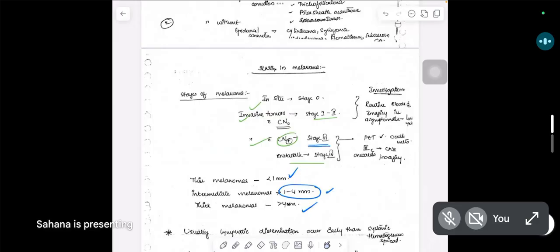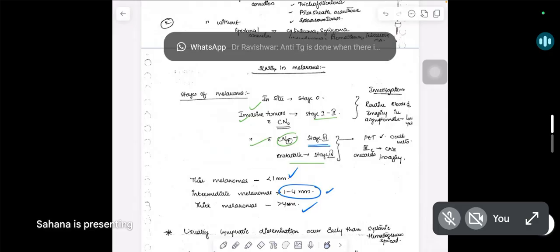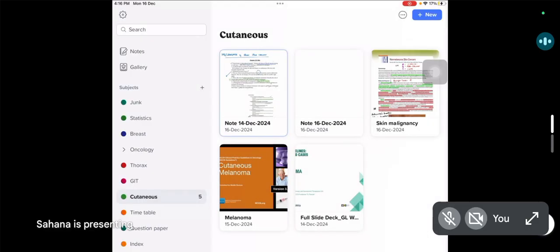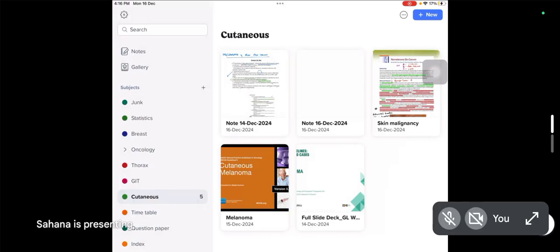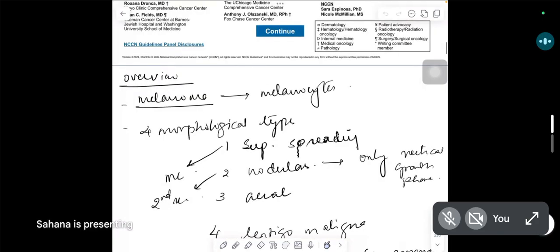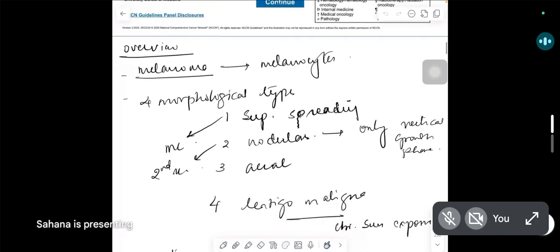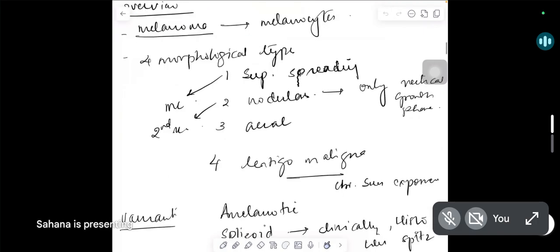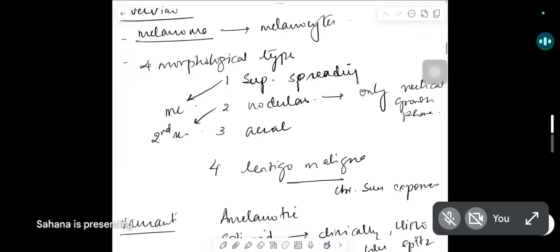Then coming to melanoma, I'll go into the NCCN. In each, when we are discussing stage itself, I'll mention the evidence also and how to remember it. When it comes to melanoma, origin is from melanocytes, as we all know. Broadly, there are 4 morphological types and many more subtypes and variants. What we have to broadly remember is superficial spreading, nodular, acral, lentigo maligna. Most common is superficial spreading and second most common is nodular. In nodular, you should also remember it has only a vertical growth phase and that is why it is a very aggressive variant.